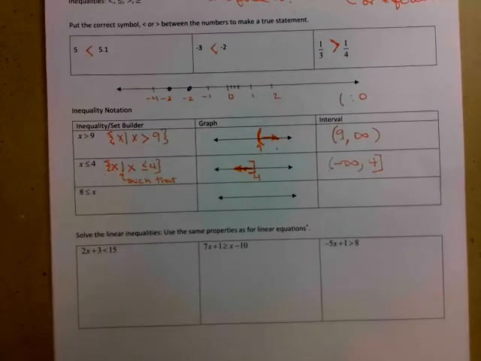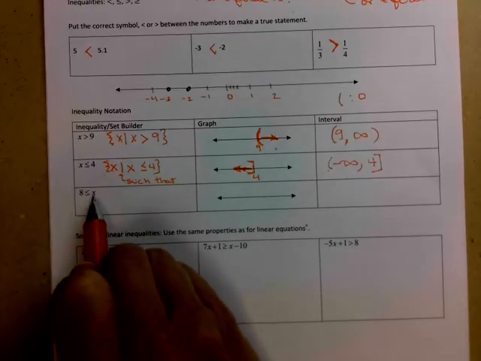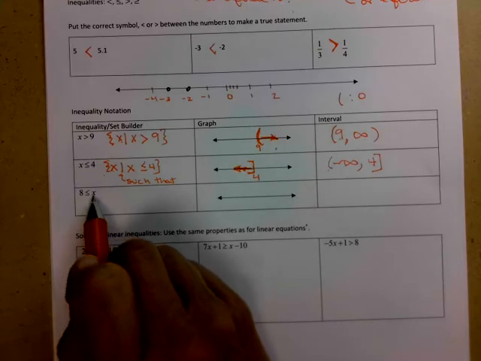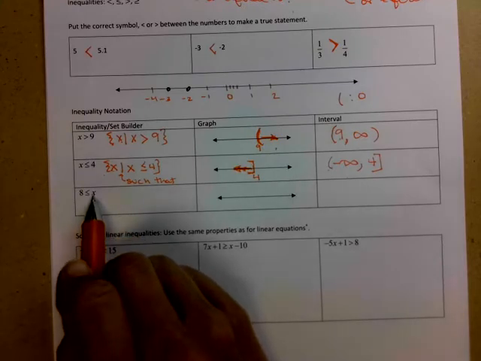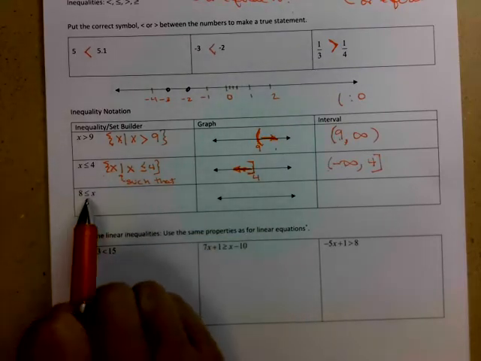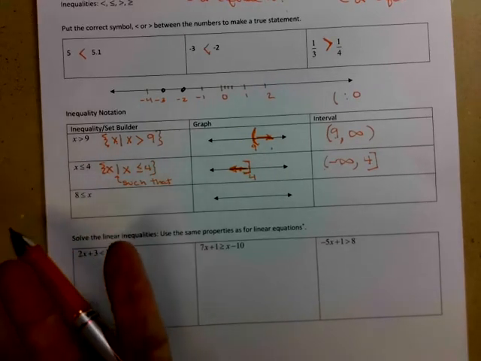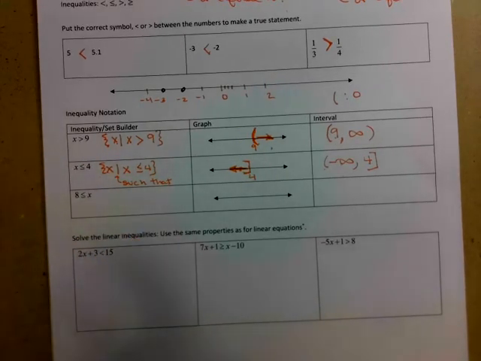Okay, last one. 8 is less than or equal to x. Oh my gosh, I just don't like that. I like my x's to be on the left when I'm doing inequalities. I just feel better. So here's what I'm going to do. I'm going to take the whole thing and pivot it 180 degrees.